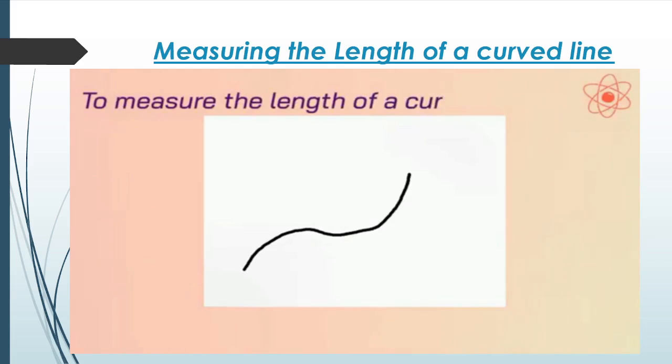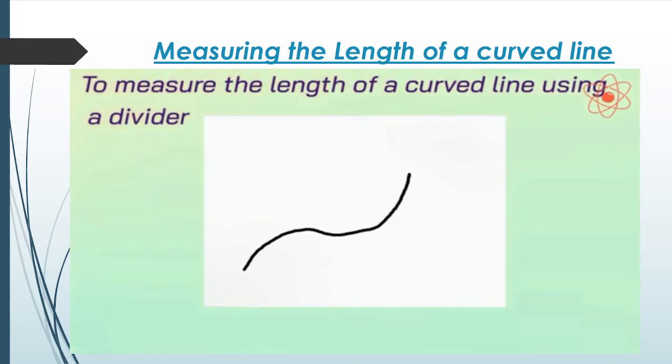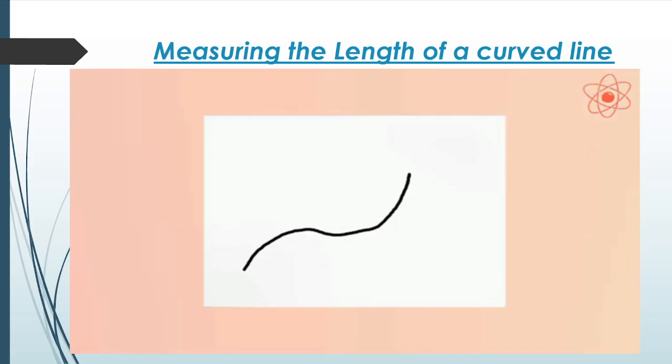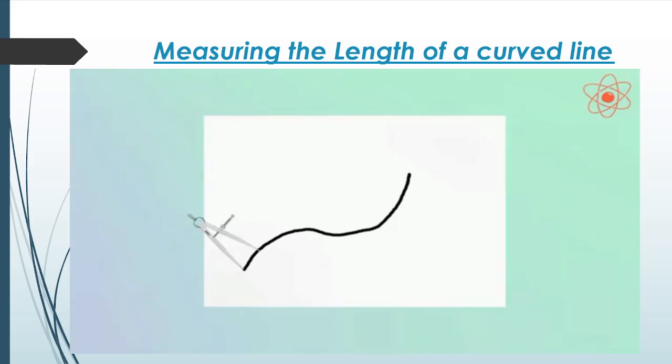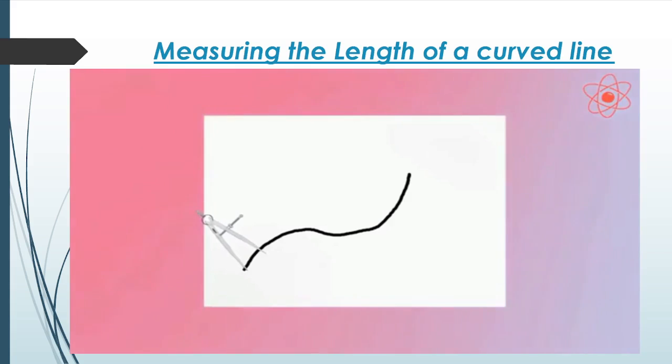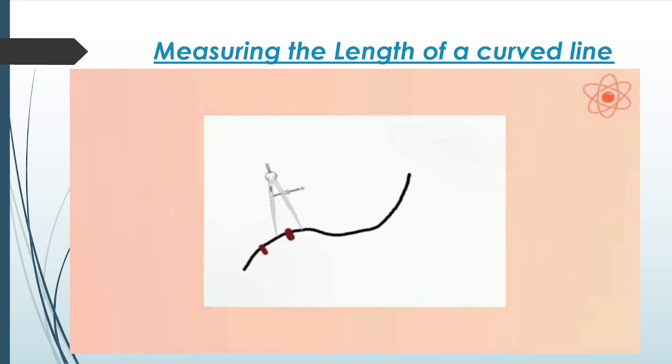Now let us see how to measure the length of a curved line using a divider. Take a divider and separate its two tips by a small distance, say 1 centimeter, with the help of a ruler. Place one tip of the divider at the beginning of the curved line. Place the other tip of the divider on the curved line and put a mark at this point. Continue moving the pair of dividers forward till the entire curved line is divided into segments of equal length.